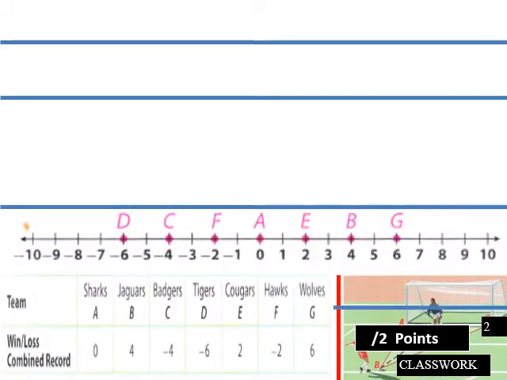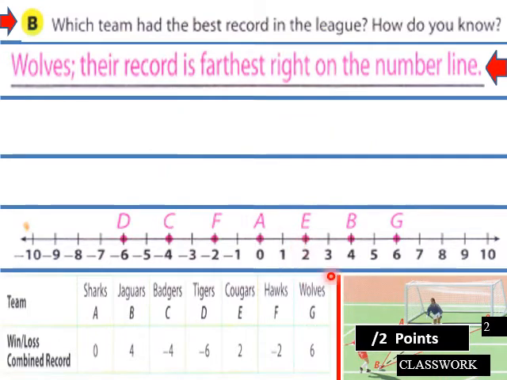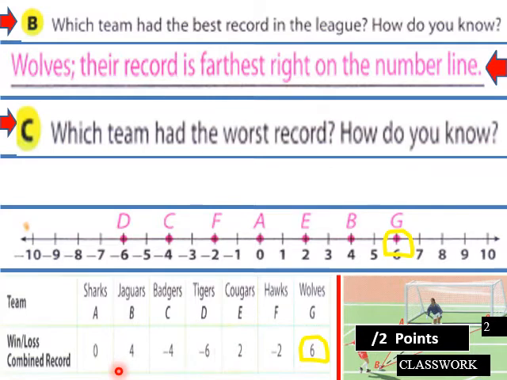Okay, so now that we have our plots for that, which team has the best record in the league, students? Well, let's see here. Wolves, their record is farthest to the right. So this would be the most positive score here, the Wolves. Right here, 6.